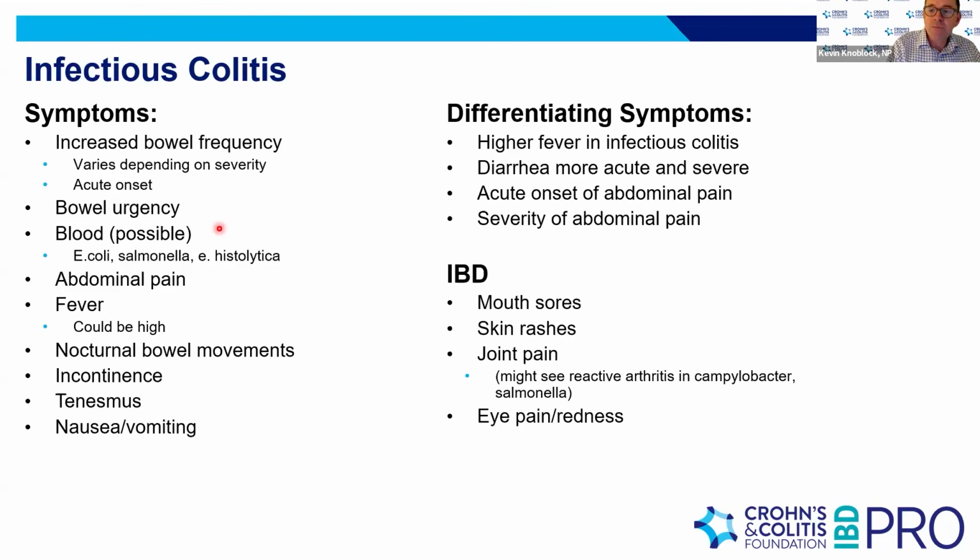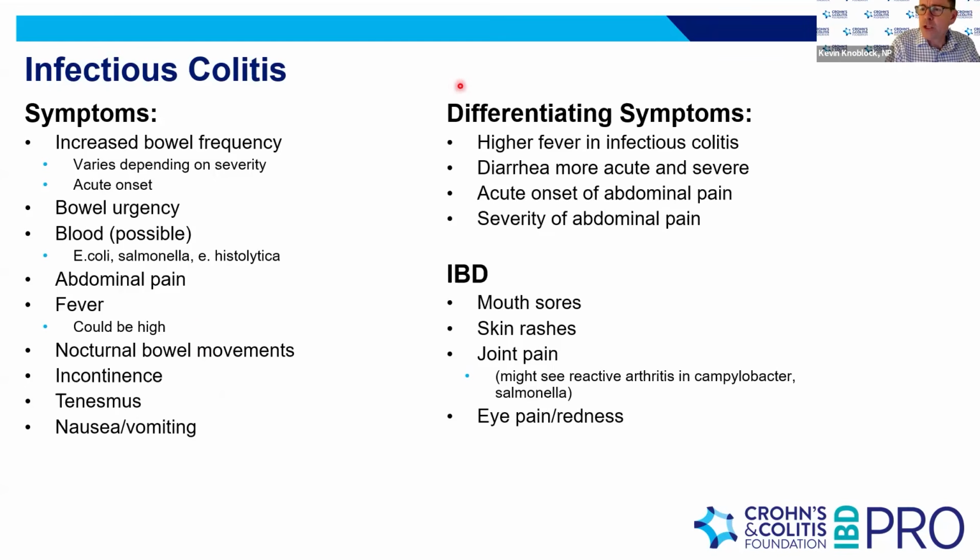There could definitely be blood. You can see it more in your E. coli and salmonella ones. Definitely some abdominal pain, although that did not happen with me. Fevers can be high if this is a bad infection. Nocturnal bowel movements, definitely. Sometimes people are going 10, 15 times a day and not much will stop it. Incontinence as well, and tenesmus, that feeling like I've got to go to the bathroom. Sometimes not much has come out because they've just gone, and then they feel like they have to go back again. And general nausea and vomiting, just because you don't feel well at all.